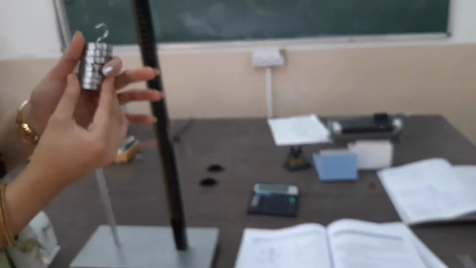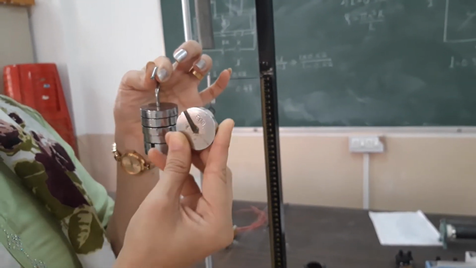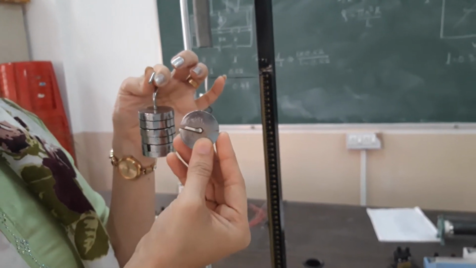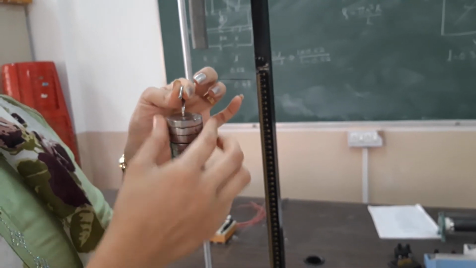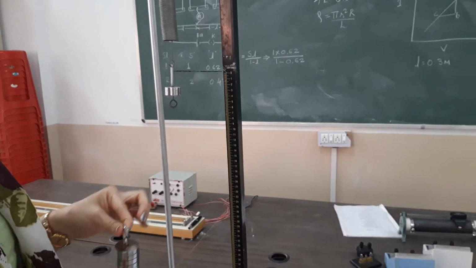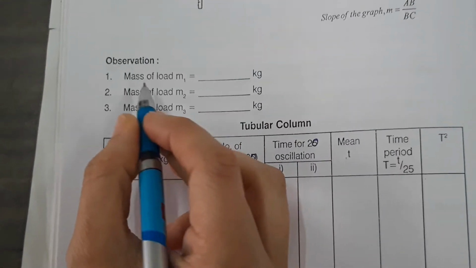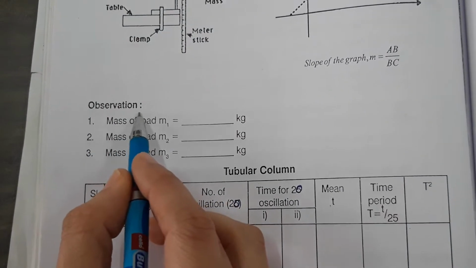And these are the slotted weights. Each weight has 50 gram weight. So we are going to make use of this. So let us begin the experiment. Initially, we'll see the observation.